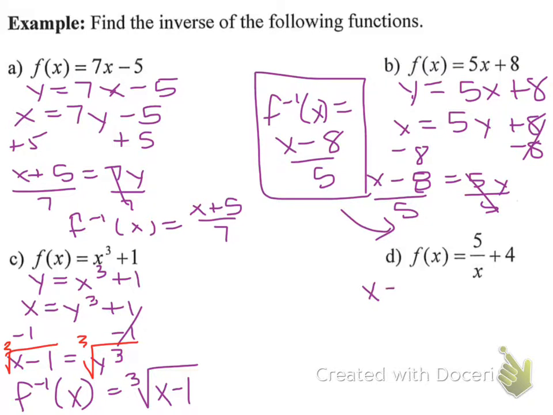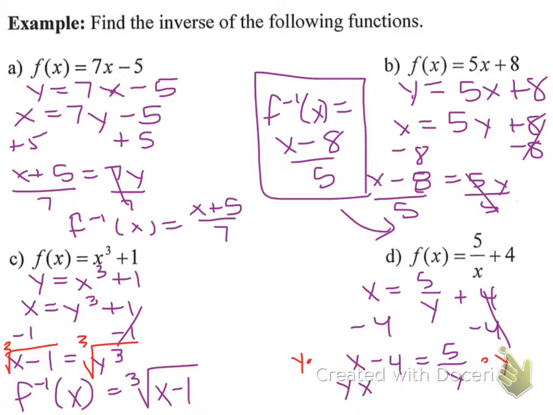And lastly, letter D. I'm just going to skip right to the step of writing it, and I'm fine with you doing that as well, as long as you know that you switch x and y. So I'm subtracting 4. So I have x minus 4 equals 5 over y. This one we're going to have to multiply both sides by y to clear the fraction. So we're going to times by y, times by y. Actually, let's not distribute it. I changed my mind. We're going to leave that out.